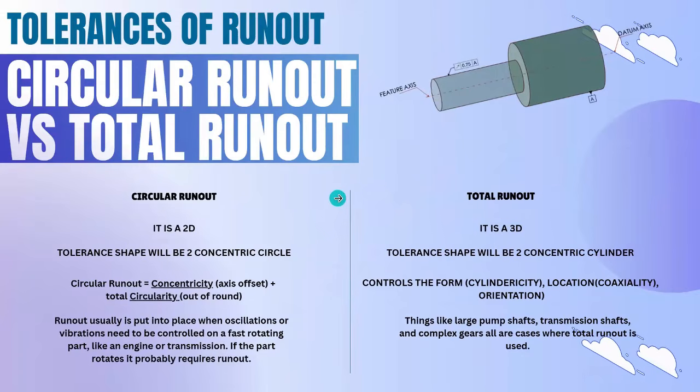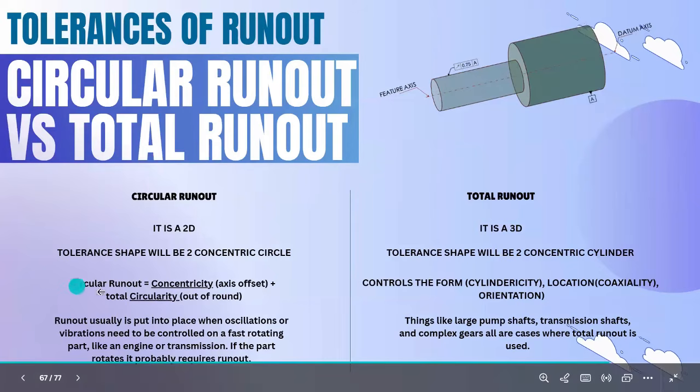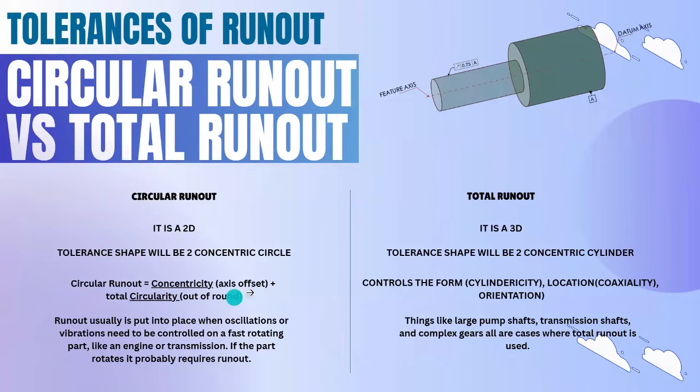Here there is a difference. Circular runout is a 2D type, total runout is a 3D type. The tolerance shape will be two concentric circles. Here the shape will be two concentric cylinders. If it is a plane, then the shape will be two parallel planes. That's all. In circular runout, concentricity plus circularity will be added. Here in total runout, the form, cylindricity, location, as well as orientation will be added.